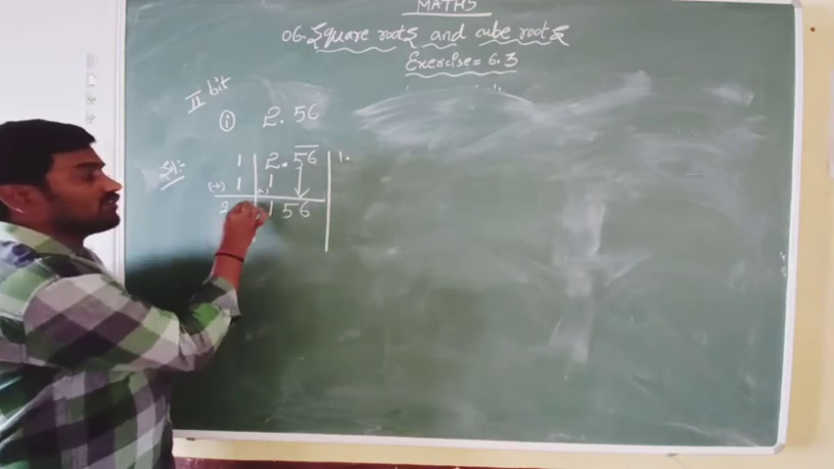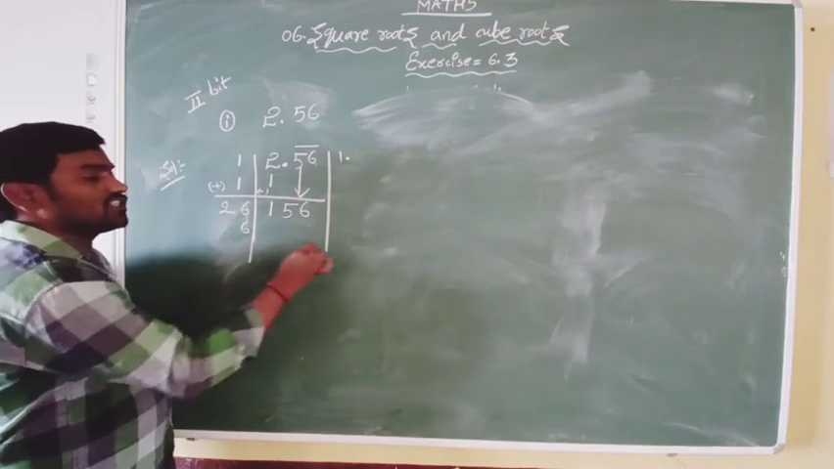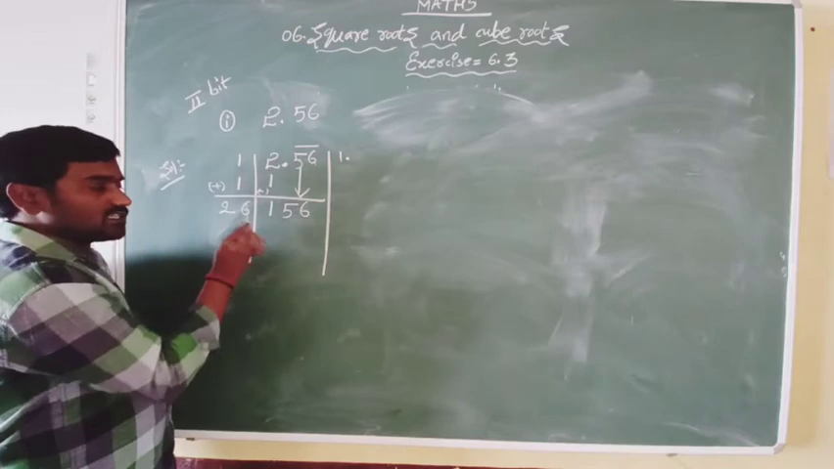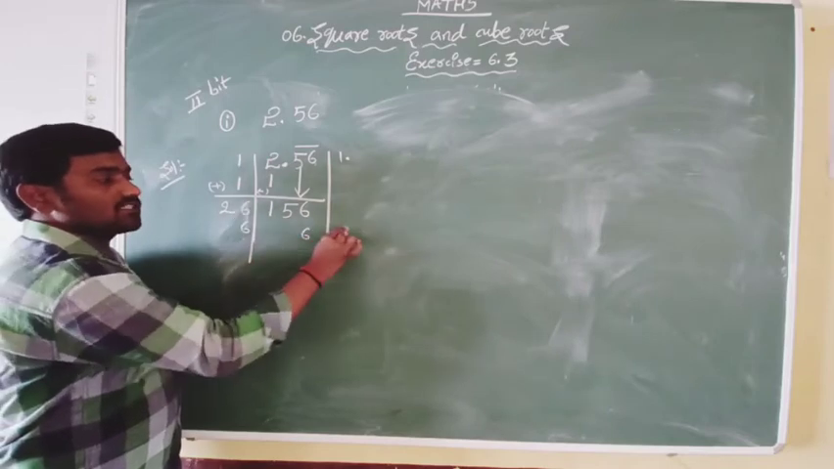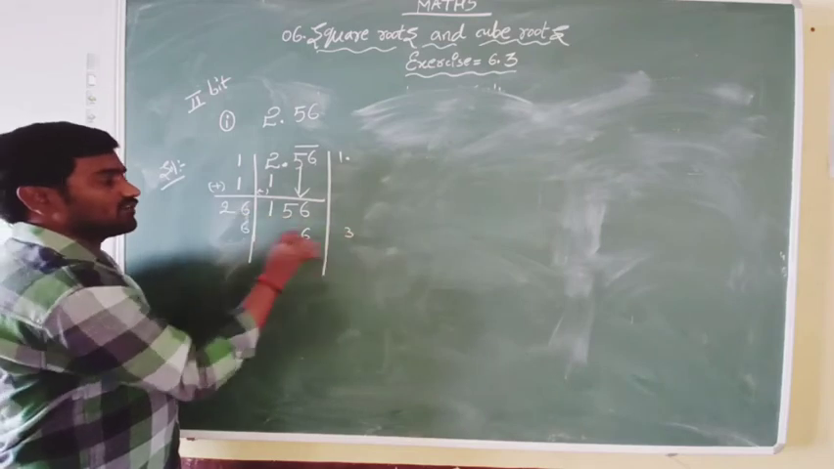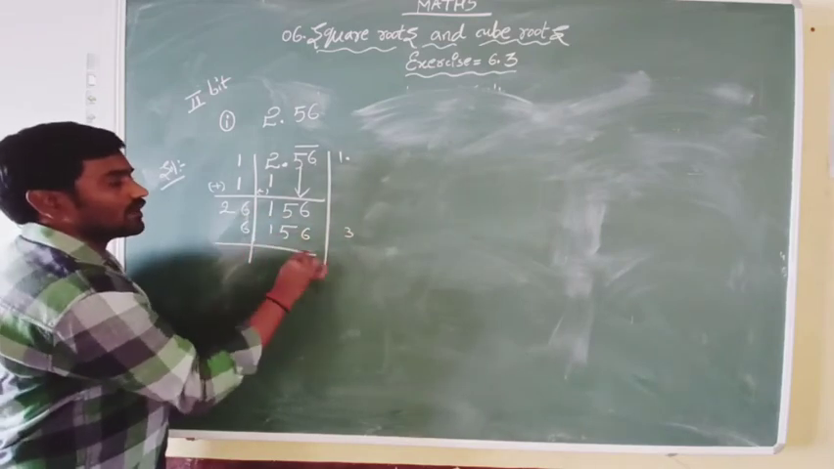So here 6 is there, when you multiply 6 by 6, 6 sixes are 36. I feel it is correct. Let us see. 6 sixes are 36. And 6 twos are 12 plus 3, 15. It is balanced. Yes, I got the same.